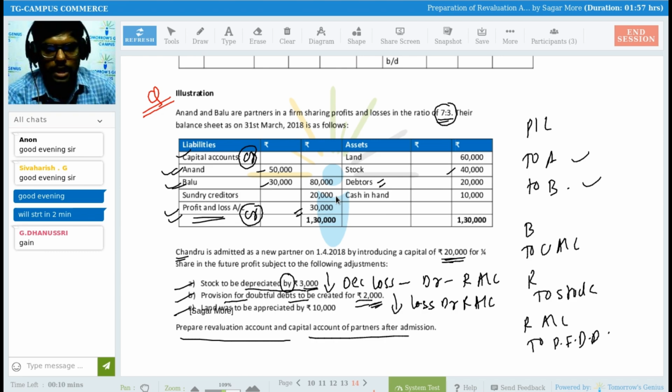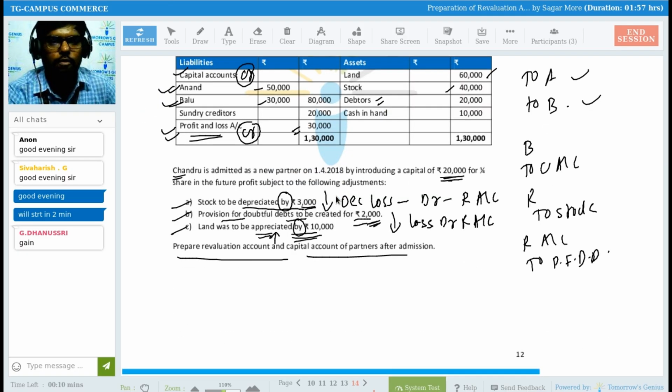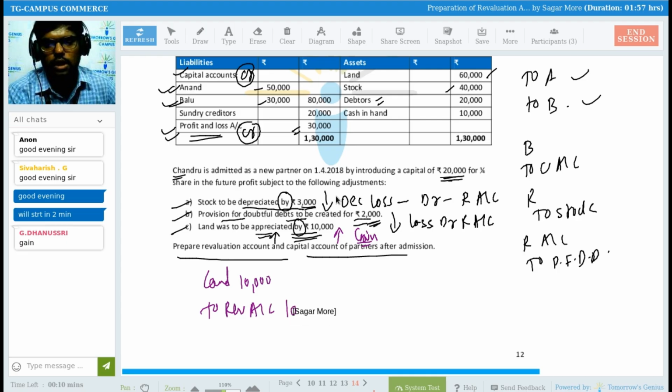Land is to be appreciated by 10,000. The previous value of land was 60,000, and now they are saying you have to appreciate, which means increase. You have to increase the value of land by rupees 10,000, and it's a gain for you. Whenever an asset increases, it's a gain for you, and you have to credit the revaluation account. So the entry will be land account debit to revaluation account, the amount is 10,000 rupees. I hope you understood this, right?